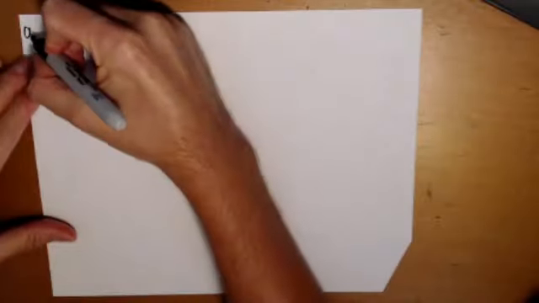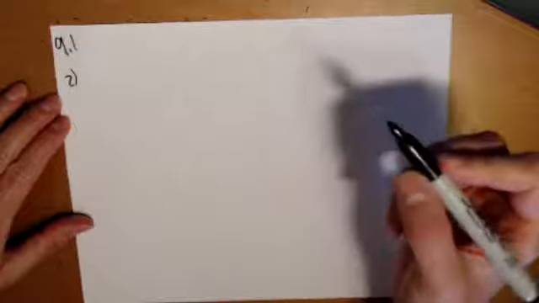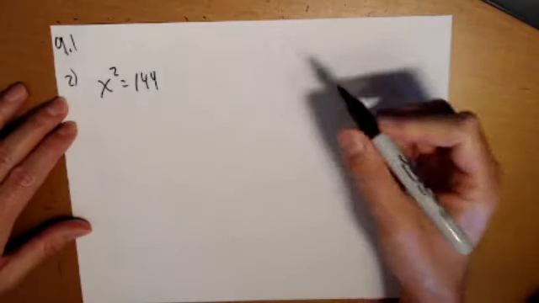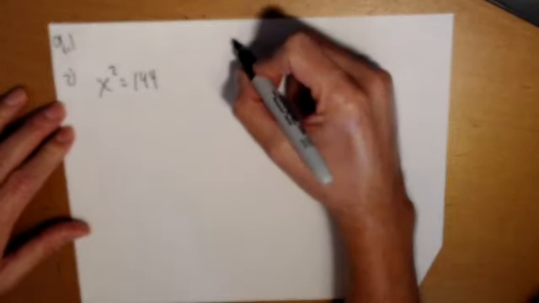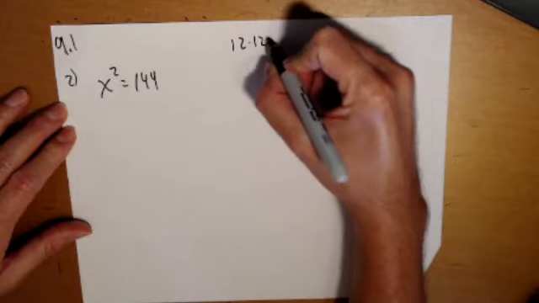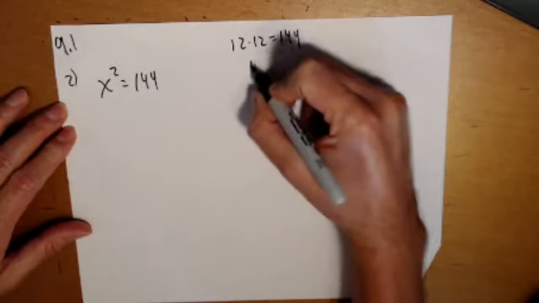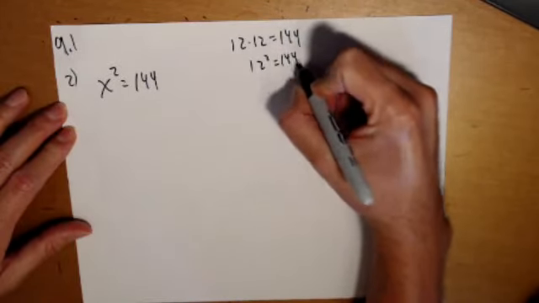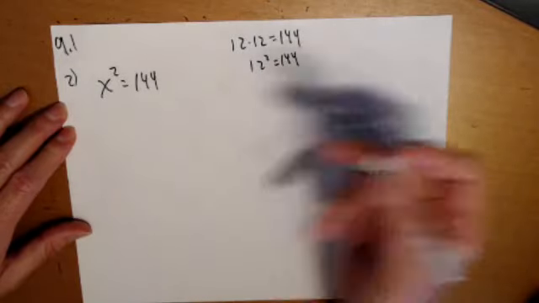Okay, folks, on to 9.1. Problem number 2. 9.1, I think you'll find is going to be pretty easy. They used b. Let me change it to x. X squared is 144. Now, off to the side, just let me remind you, you know that 12 times 12 is 144. In other words, 12 squared is 144. So what number squared is 144?